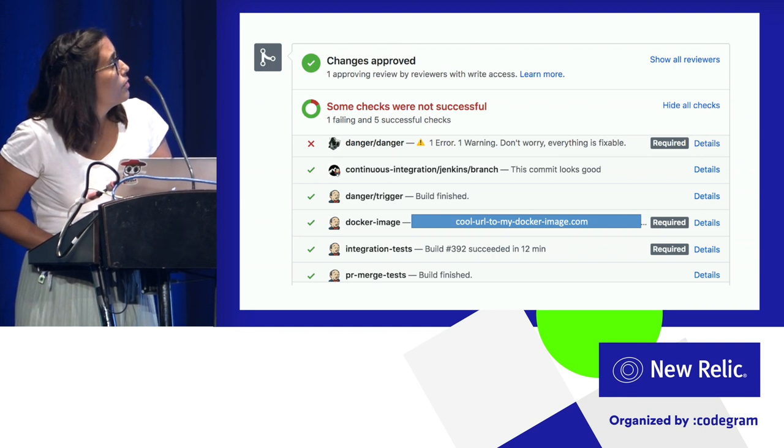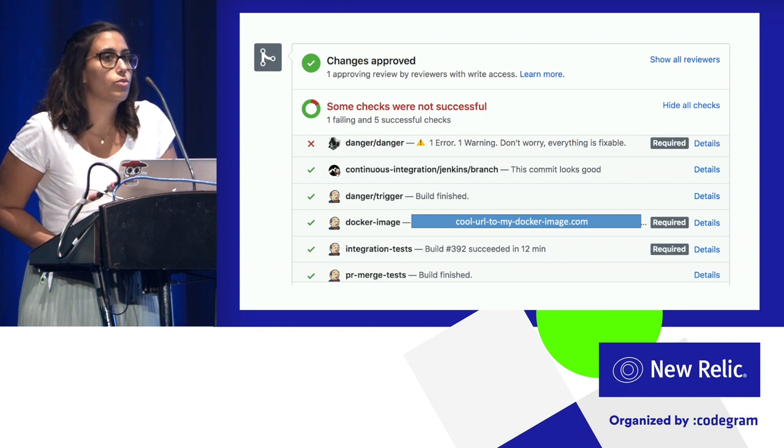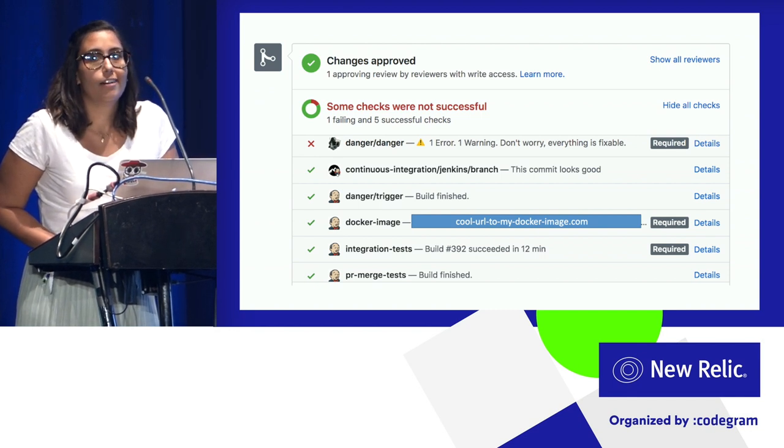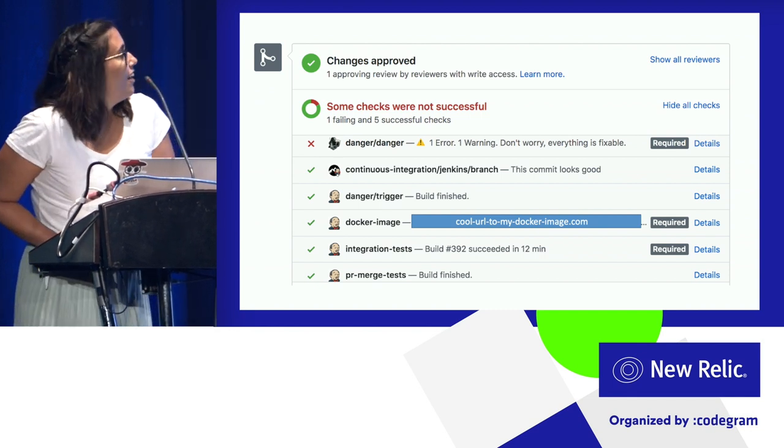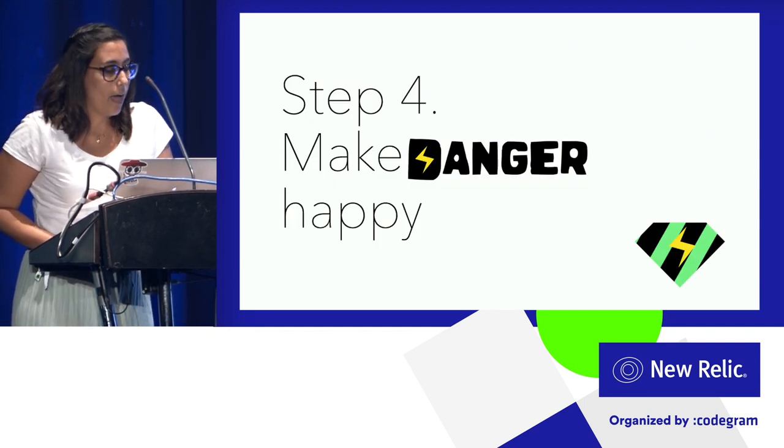And then we have a couple of things there called Danger. I don't know if anyone knows Danger around here. Okay, a couple of hands, that's good. So that would be step four for us: to make Danger happy.